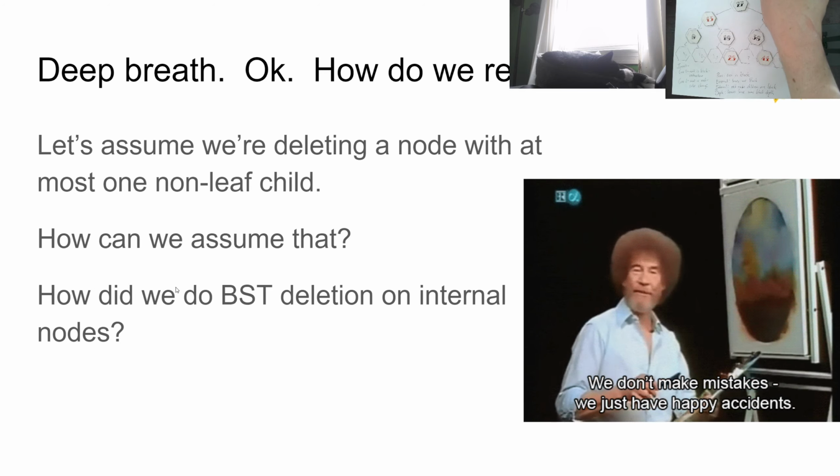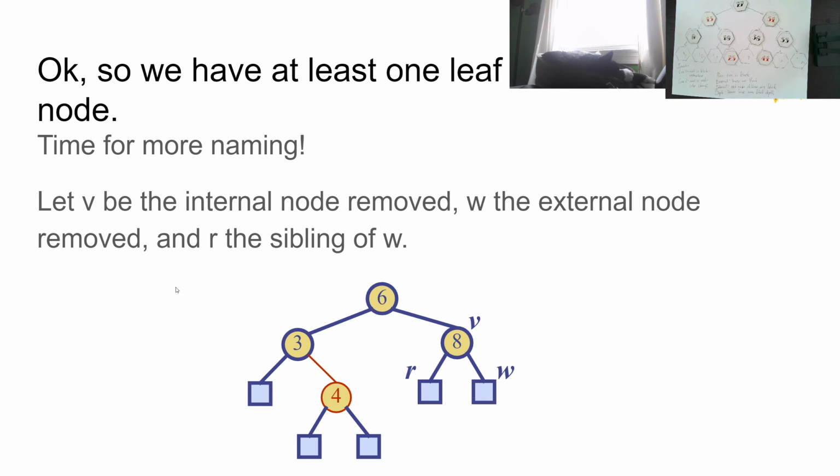Right. So let's assume we know how to do a normal binary search tree deletion. So let's assume we have at least one leaf fake dataless node. So now we have to do some more naming. We're going to let V be the internal node removed. This is the node you're actually removing. We're going to let V stand for victim here.